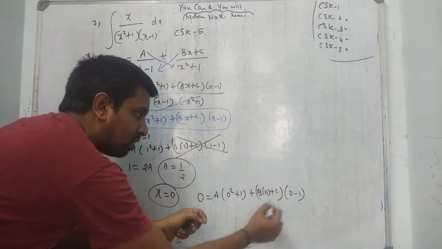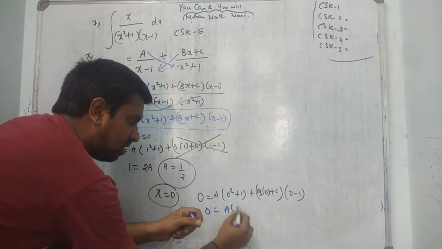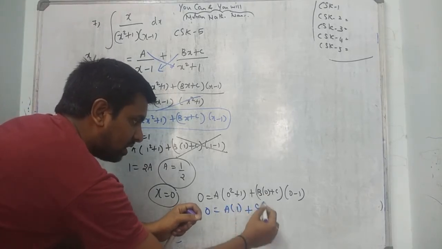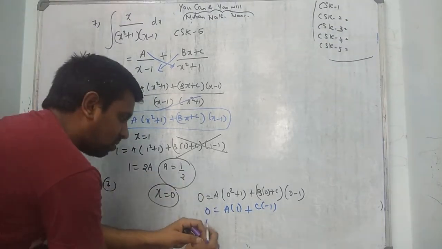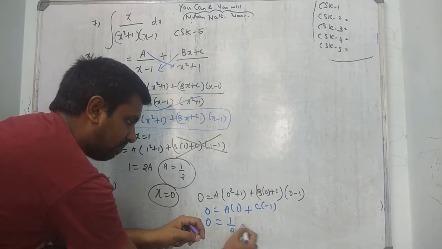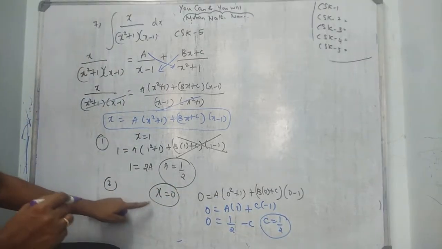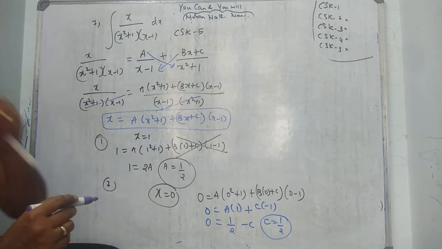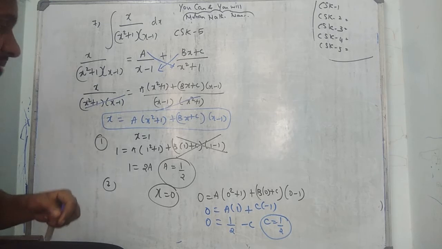Now the b coefficient is 0 actually. So it's easy: 0 equals a into 1 plus c into minus 1. I can substitute the a value here. So 0 equals 1 by 2 minus c, so the c value I got is 1 by 2. See, I have used the shortcut. X equal to 0, you can put, no problem. So I got the c value also as 1 by 2.